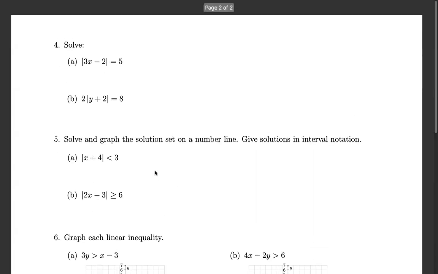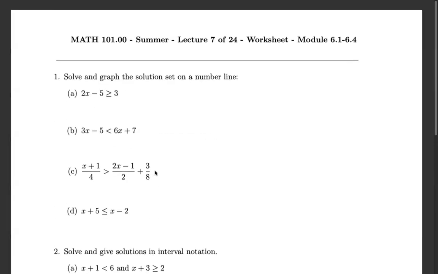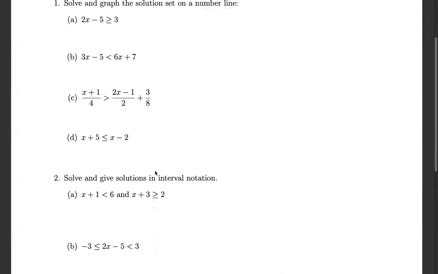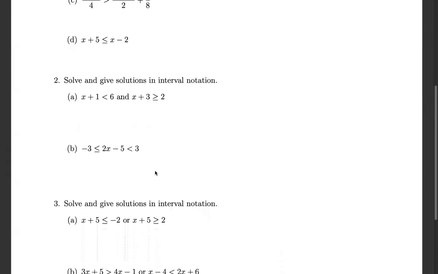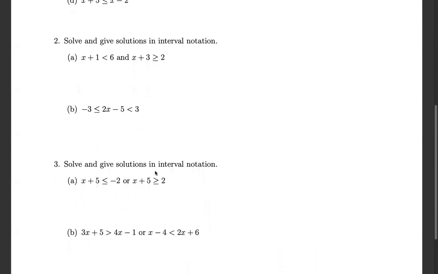Now let's see number 2. It asks us to solve, then put it in interval notation. So this is one more step. Put it in interval notation. So this is a system with "and".